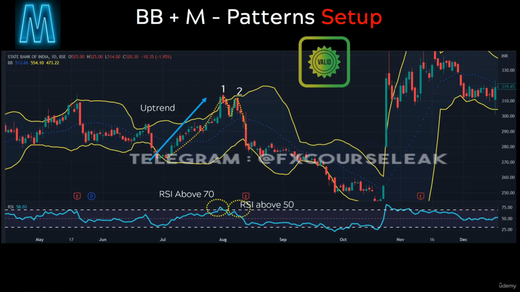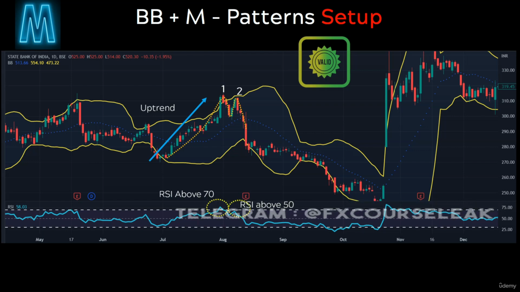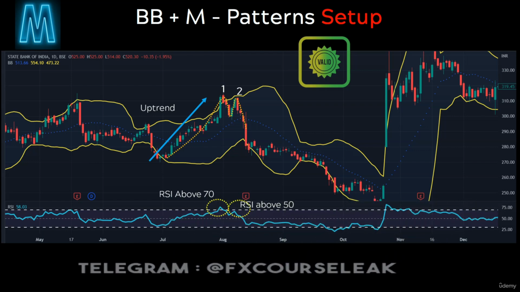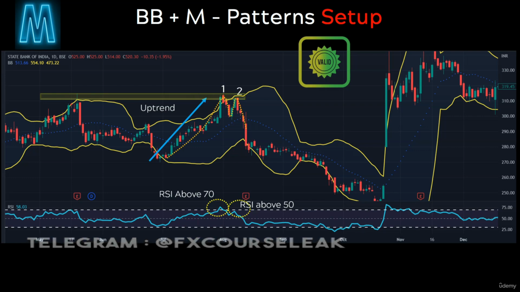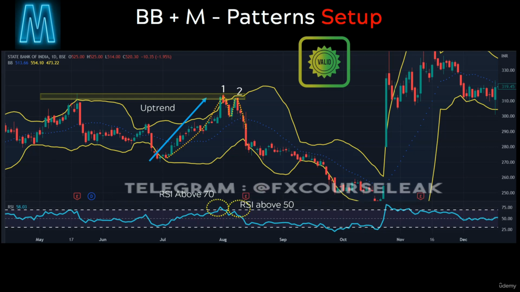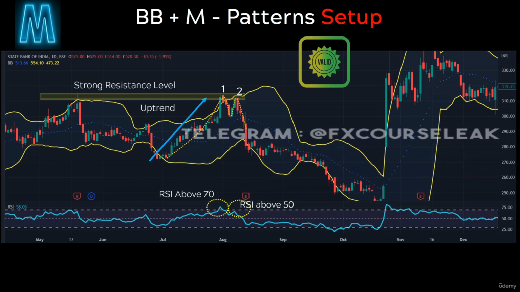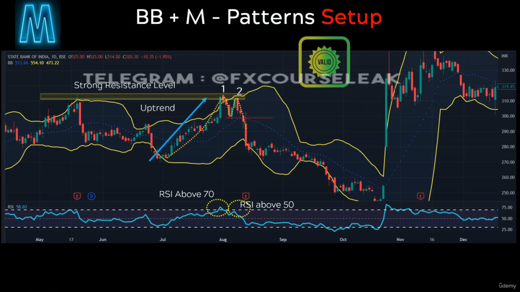Next, when we look at the RSI, we see that the first high is forming at the 70 overbought level, while the second high is forming at RSI very close to the 70 level. So the condition of our setup is fulfilled here. And finally, we check the previous price action, we see that it is forming at a strong resistance level. Hence, the probability of reversal is very high for this M pattern.